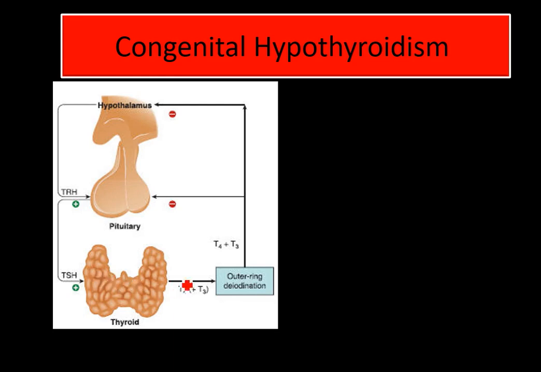When the level of T4 and T3 in the serum rises, this will lead to a feedback mechanism to the pituitary gland and to the hypothalamus. So the TRH and the T4 and T3 work in balance in the circulating blood.